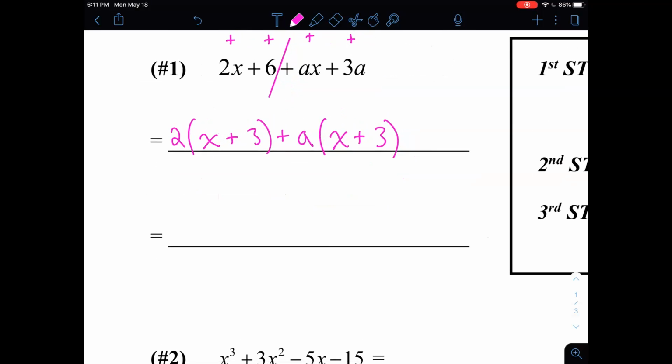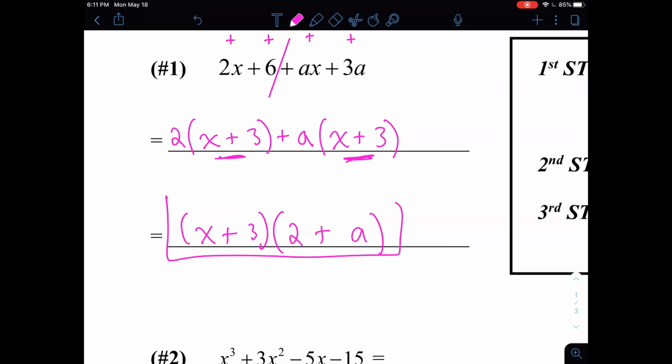So what we're going to do is pull this x plus 3 out in front. We're going to divide both these entire terms by x plus 3. So we got x plus 3, and then what's left over is whatever was left over here. If we divide them both by x plus 3, what's left is going to be 2 plus a. And this is our final answer. Okay, if you were to FOIL this again, you get back to this original problem here. Remember, factoring is undoing FOIL and distribution.